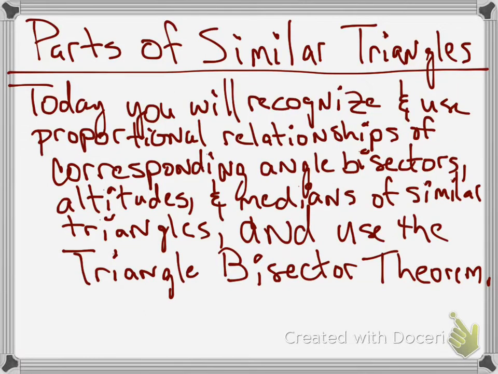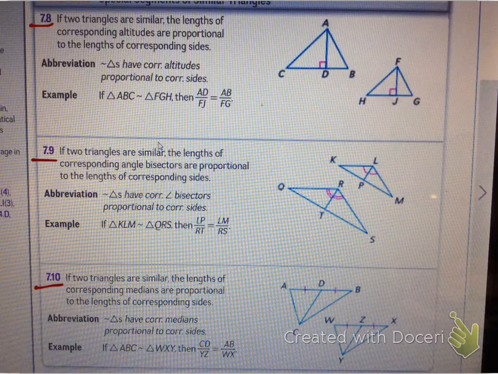Okay, let's get this going. We want to do the parts of a similar triangle. Haven't we done this before? But today you will recognize and use proportional relationships of corresponding angle bisectors, altitudes, and medians of similar triangles, and use the triangle bisector theorem. What does all this mean? It means you've got a lot of theorems to know. So let's look at them.